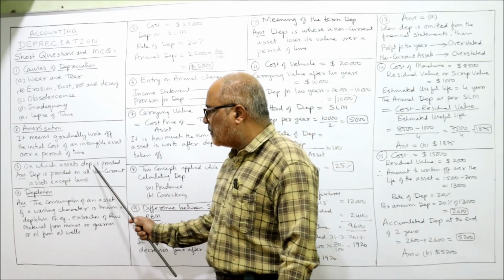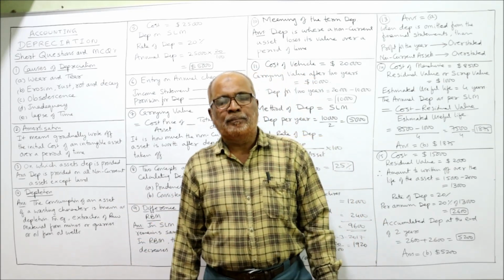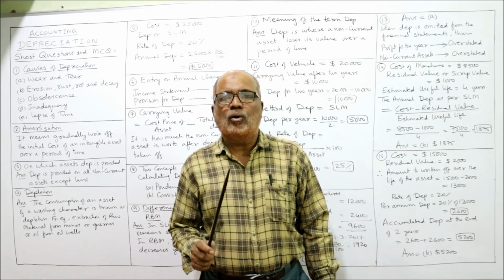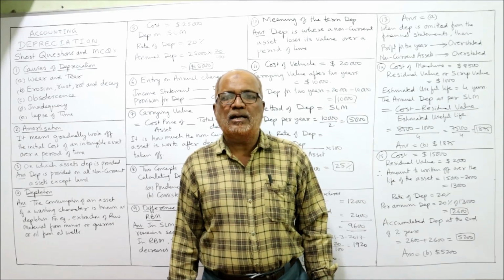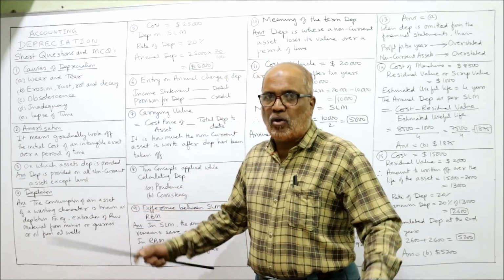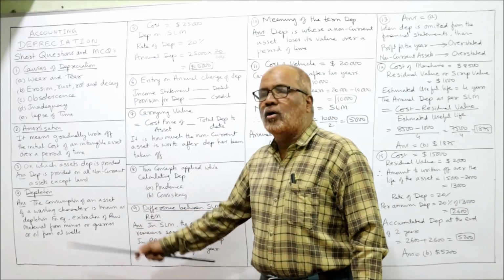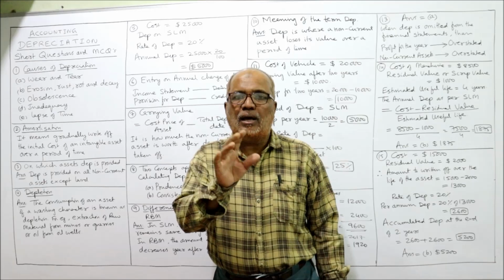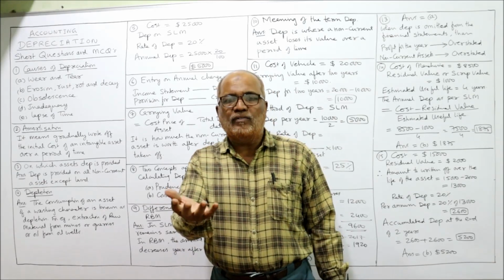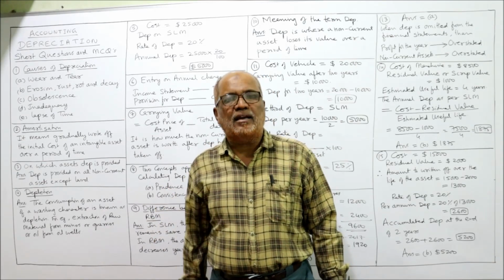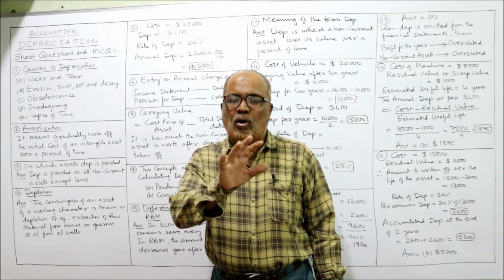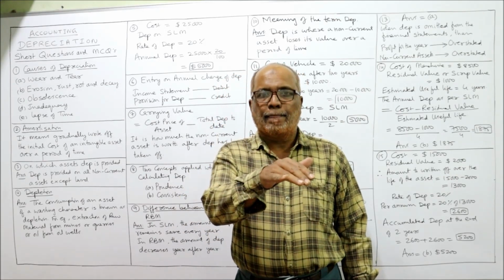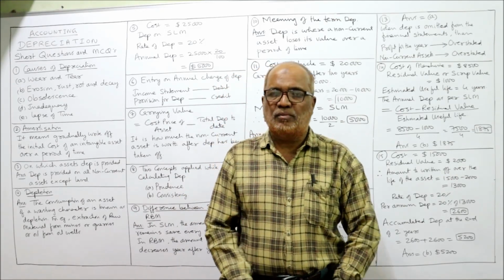Next comes: on which assets is depreciation provided? Depreciation is not provided on all assets. It will be provided only on non-current assets, whether tangible or intangible. Depreciation is provided on all non-current assets except land. Remember the point, land is a non-depreciable asset. The value of the land will not decrease by using the land. So except land, depreciation is provided on all other non-current assets. If it is land and building, or only building, then depreciation will be there.